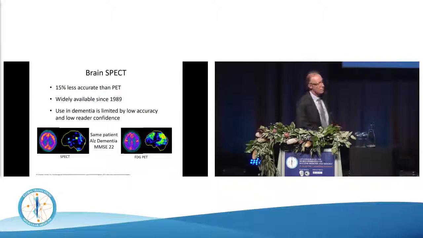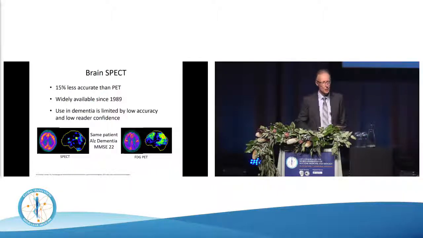We'll skip that. Brain SPECT, more widely available, cheaper, unfortunately not as good. It's about 15% less accurate than PET. The problem is it's harder to read. The confidence of everybody involved, the reading people and the clinicians, is lower. And here's an example of why.